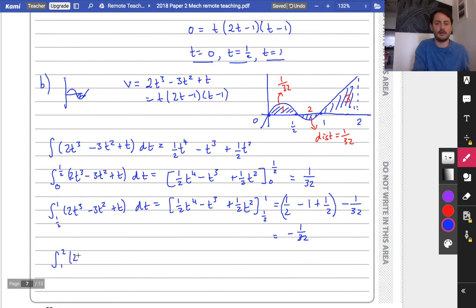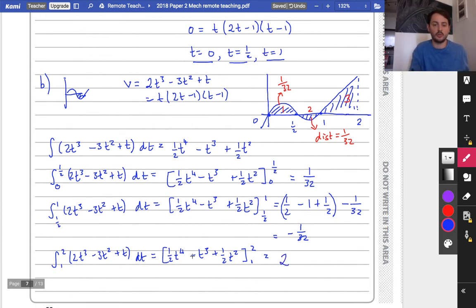So we're now going to do the last section, which is between 1 and 2, which is 2t cubed minus 3t squared plus t. And again, it's the same thing that it integrates to, and luckily it's the same as what x is. And I'm going to be doing that between 1 and 2. So I'm going to substitute 2 in here. Again, just putting 2 as the answer on my calculator. So it's going to be a half the answer to the power of 4 minus answer cubed plus a half the answer squared. And we come up with 2.